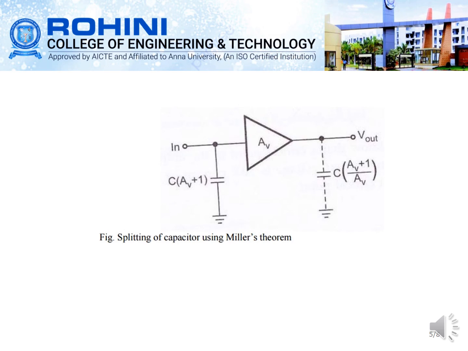So the input can be split using Miller's theorem in both cases, that is in the BJT as well as the MOSFET. We can use this for FET devices, as well as for bipolar junction transistors.